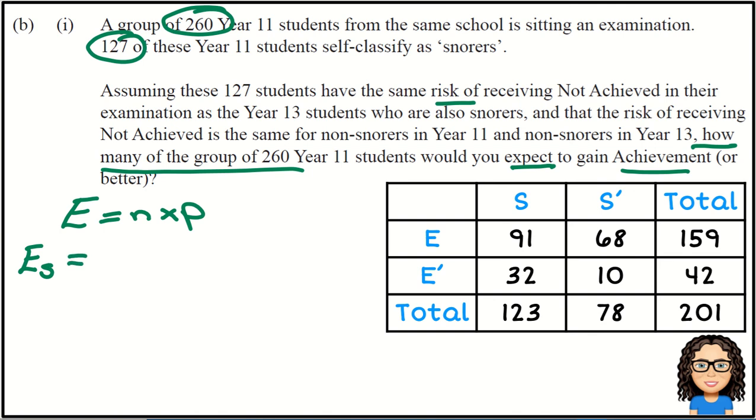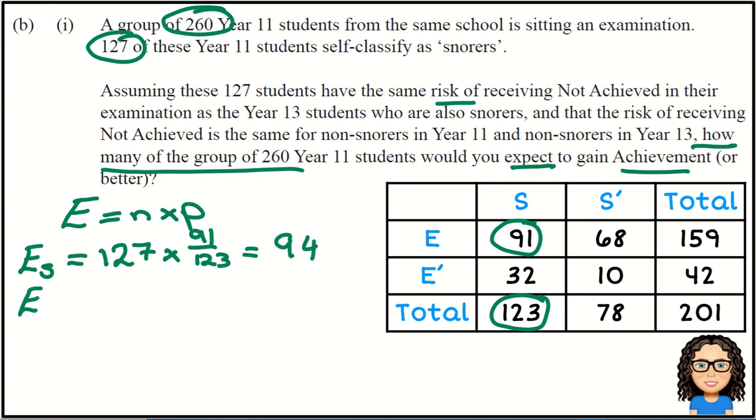So for the snoring group, from the year 11s, we have 127 who are snorers. And I'm going to use the probability from my year 13 of getting an achievement. So the achievement for snorers, well, there's 91 out of 123. So times 91 out of 123, and that is going to give me a value of 94.